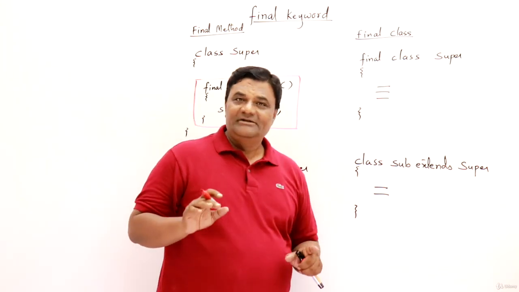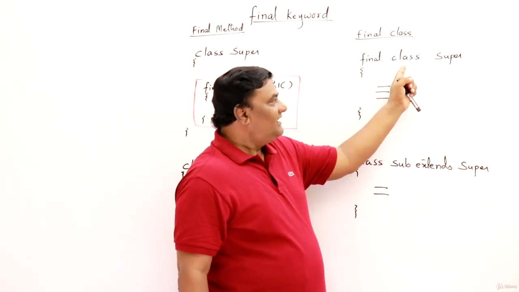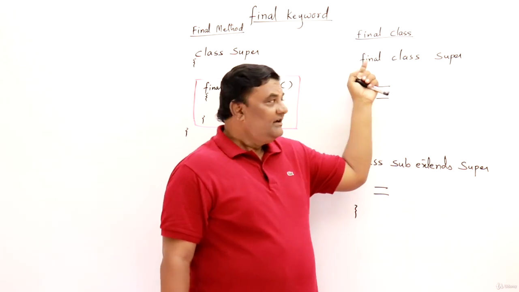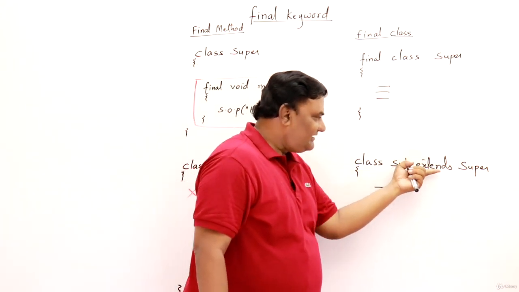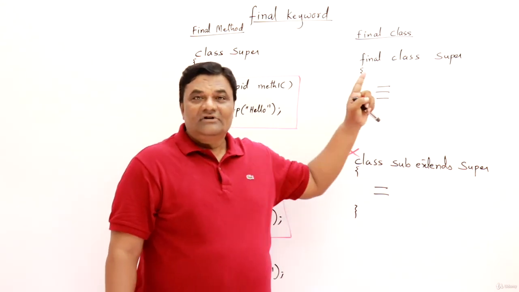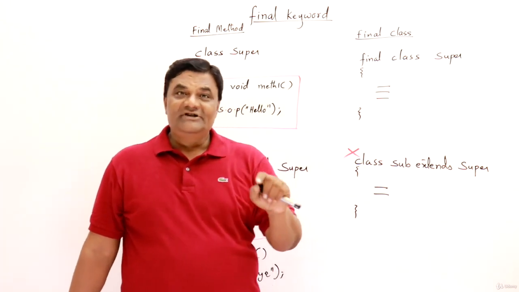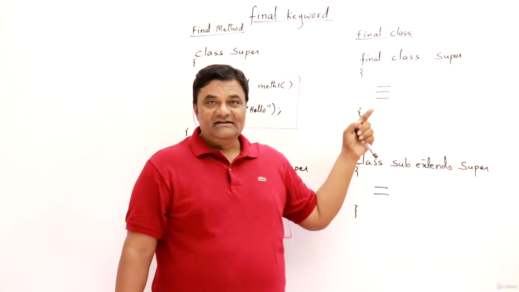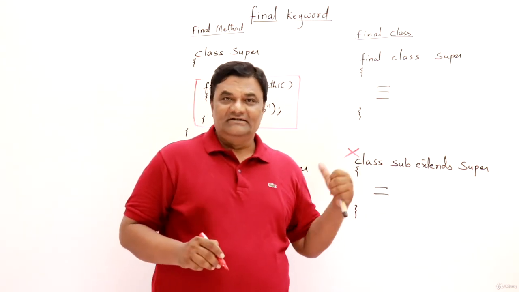Now let us see what it means to have a class as final, that is a final class. So here I have an example, a class Super, and the final keyword I have used along with the class. I have made it final. If you make a class final, then here I am making a subclass that extends Super. This is not allowed. So a final class cannot be extended or inherited. You cannot borrow the features of that class. You can just create objects of that class and use them, but you cannot inherit it. So this is about final class.